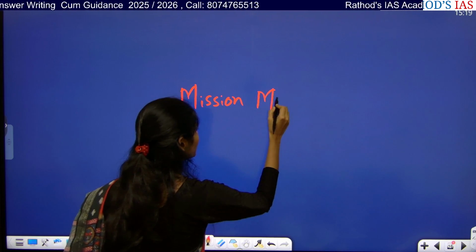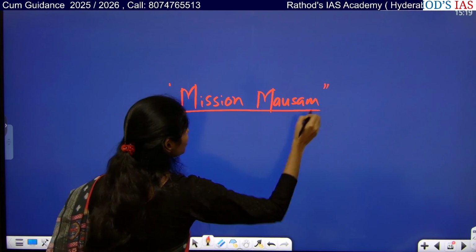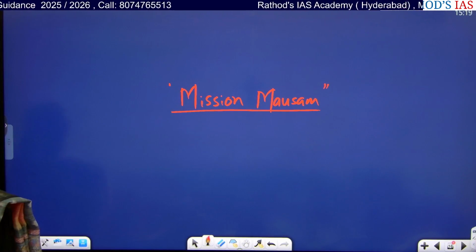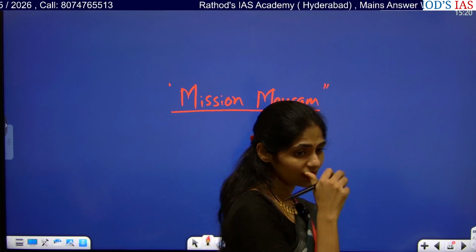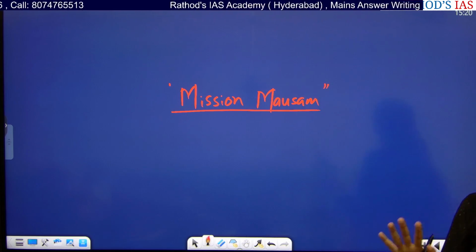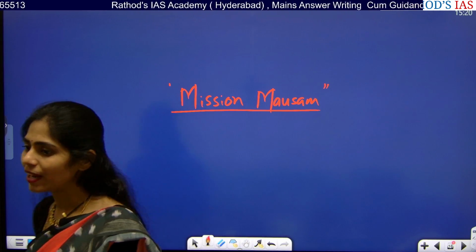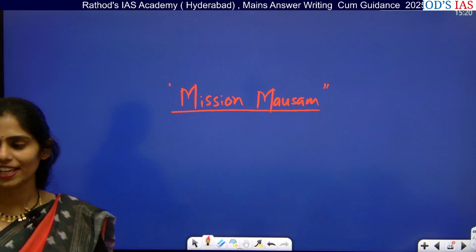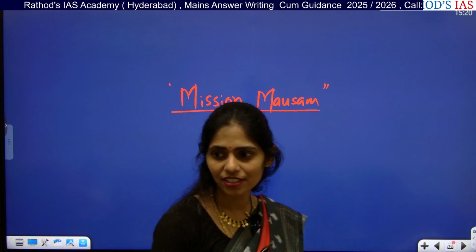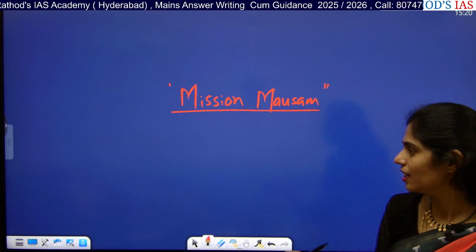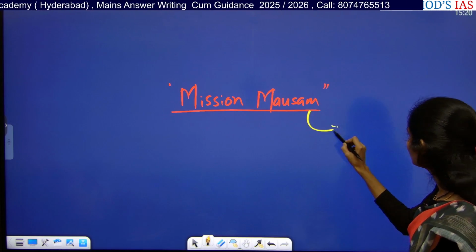So what is the meaning of this word Mausam? Have you heard this word anywhere? I think you might have heard about that in your geography, especially Indian geography. Have you heard this word monsoon? What does monsoon mean? The word monsoon came from this word called Mausam. Mausam means nothing but reversal of winds. It is called seasonal reversal of winds, right? So this is related to monsoon.